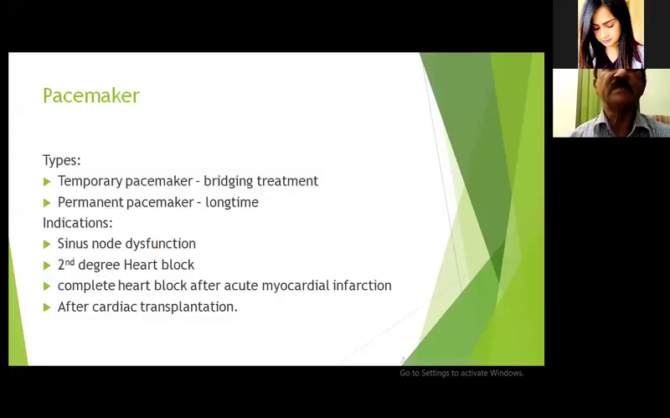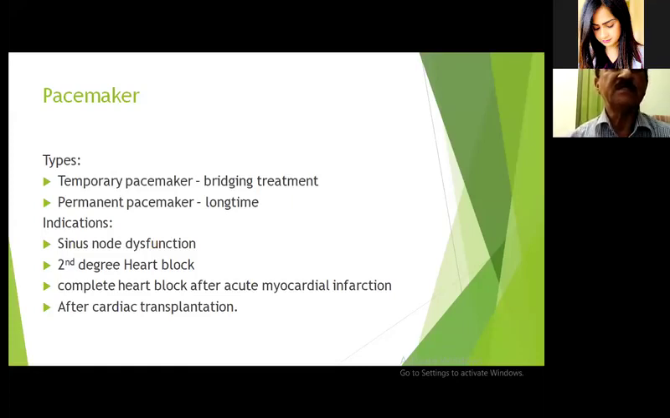There are two types of pacemaker. One is temporary, a bridging treatment, usually for 48 to 72 hours. If the block persists, then you can go for surgery. That's a permanent pacemaker, which requires surgical intervention and is for a long time. The temporary pacemaker is for a short time, from 48 to 72 hours.